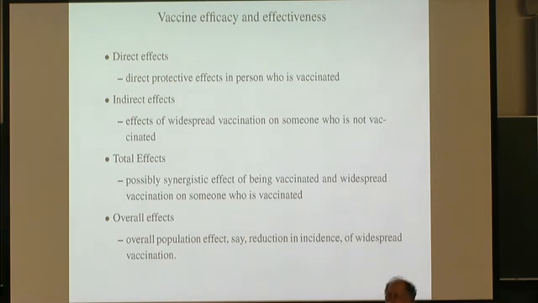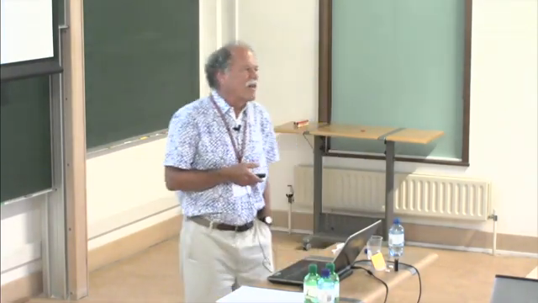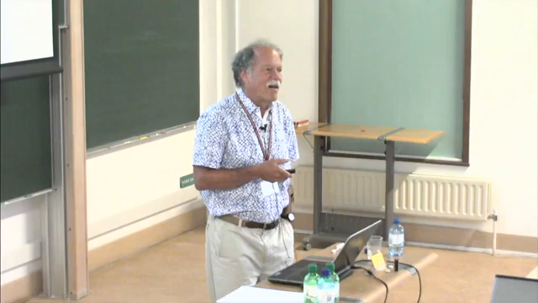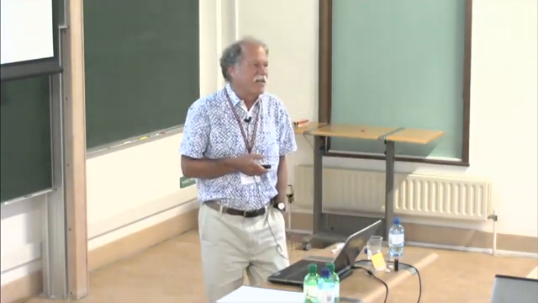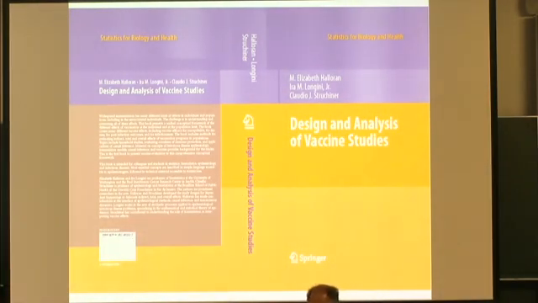And then overall effects, which talks about the fact that if you pick a randomly selected person, whether they're vaccinated or not, what benefits they get in an entire population that's vaccinated at a certain level. So these are concepts, many of which benefit greatly from the use of mathematical models or carefully designed field studies. We've written a book on design and analysis of vaccine studies, but it has a lot of epidemic theory and a lot of modeling as well. I just wanted to mention that.